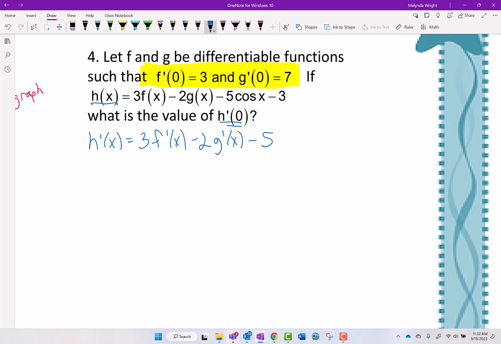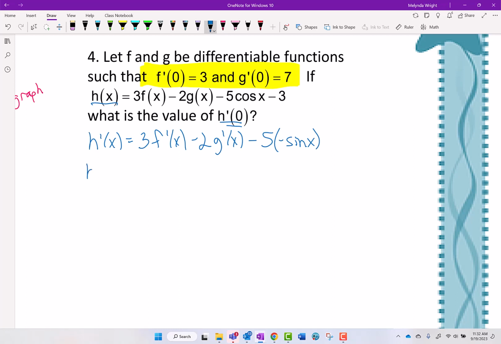Now, the derivative of cosine, we will learn in the next class period, so you don't have to know this. Just write it down. We haven't learned it yet, but it happens to pop up in this problem. We learn derivatives of cosine and sine in the next lesson. So the derivative of cosine is negative sine. And again, you don't need to know that. Just write it down. And what is the derivative of negative 3? 0. It's gone.